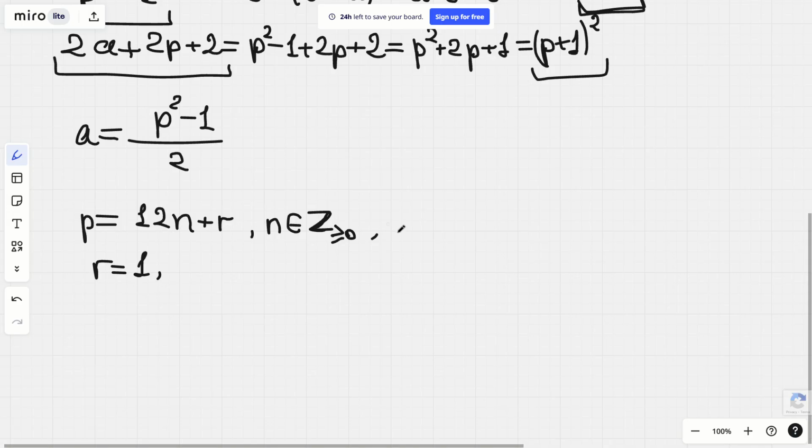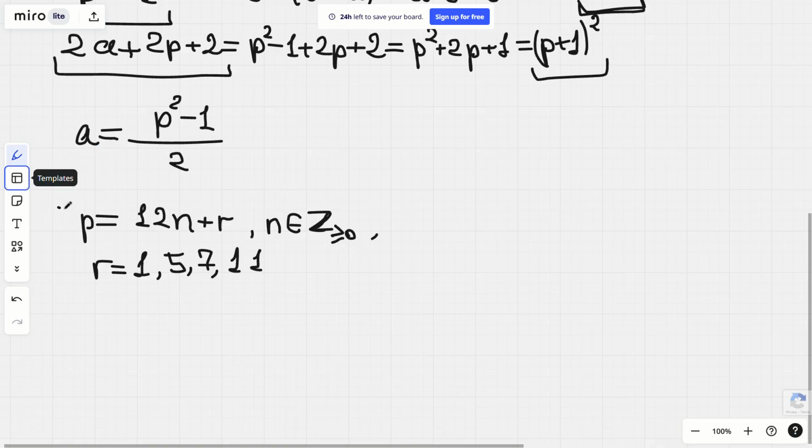It can't be 2, because if, for example, r is 2, then p is 12n plus 2, and so p is divisible by 2, and it's divisible by other numbers, so therefore p can't be a prime number. Also r can't be 3, because 3 divides 12. It can't be 4, it can be 5, not 6, but 7, not 8, not 9, not 10, and 11. So we have only these 4 cases.